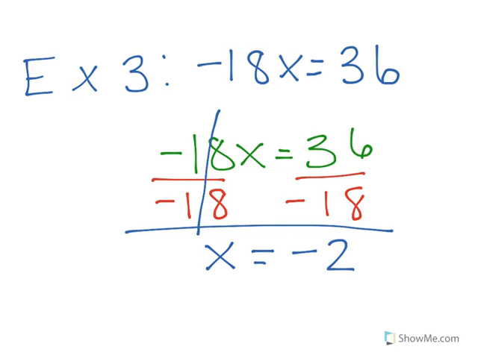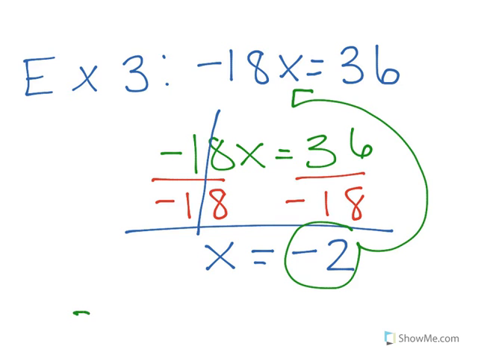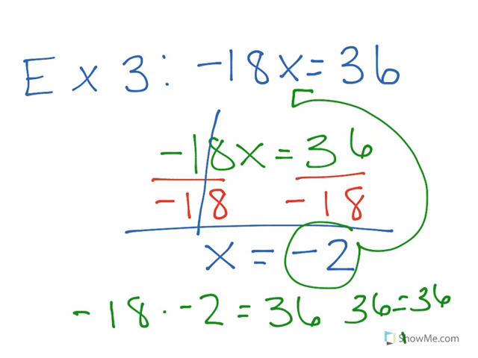So my answer should be x equals negative 2, but I always have to go back and check. I'm going to plug negative 2 back into my equation. So I'm going to say, does negative 18 times negative 2 equal 36? Well, a negative times a negative equals a positive, and 18 times 2 is 36. So 36 does equal 36. So my answer checks out, and my final answer is x equals negative 2. And that brings me to the end of the lesson on solving multiplication equations.